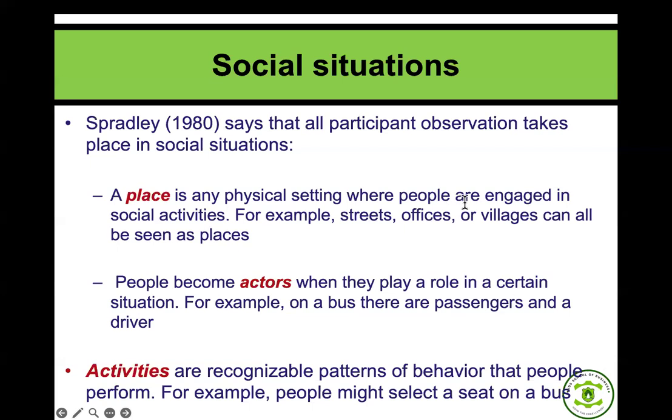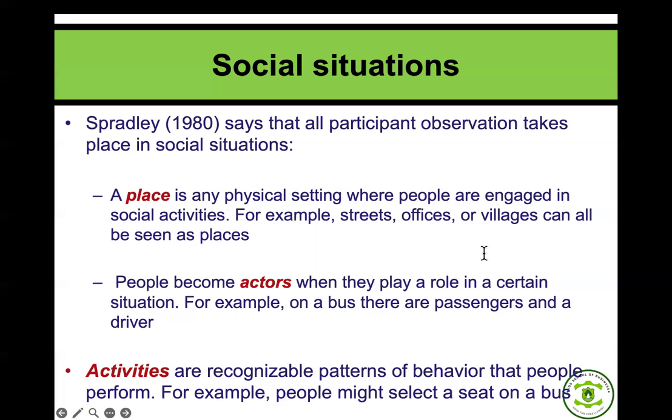And there are three key elements we need to understand. First, let's talk about place. A place is any physical setting where people engage in social activities. This could be the streets, it could be offices or villages. Any location where social interaction occurs can be referred to as a place. Second, we have actors. Actors are people who become actors when they play specific roles, especially in certain situations.